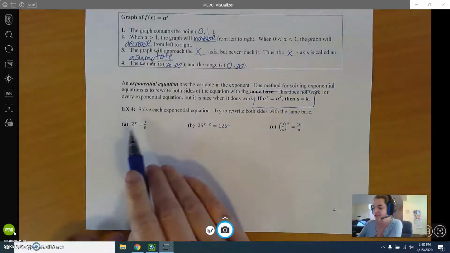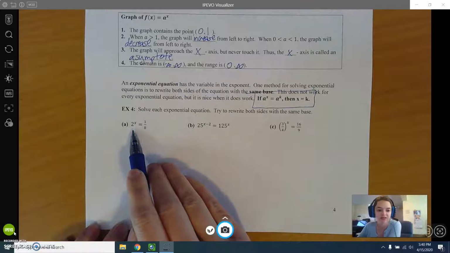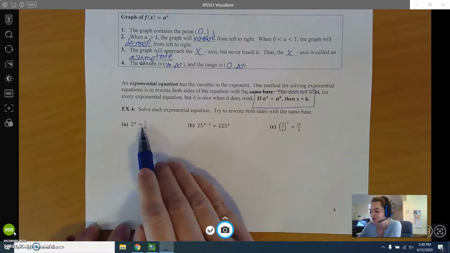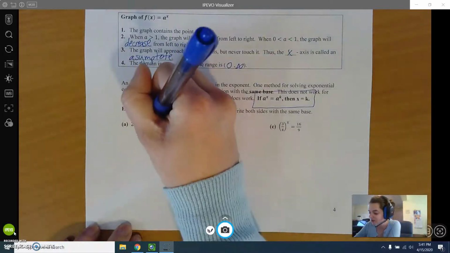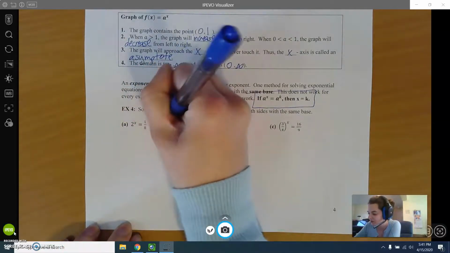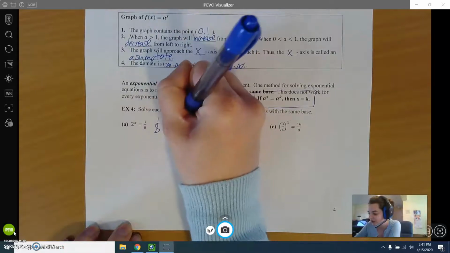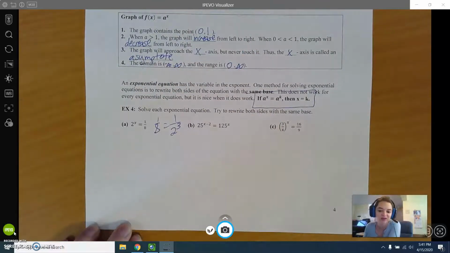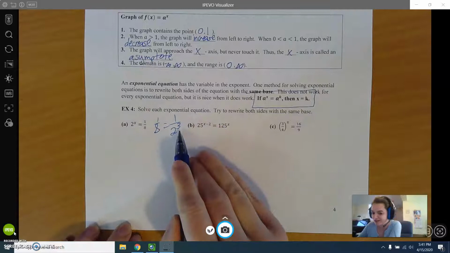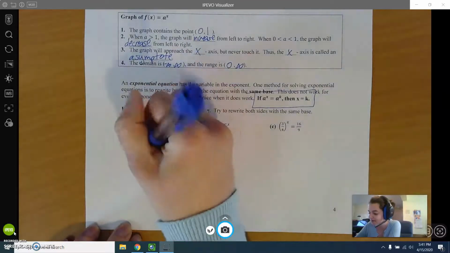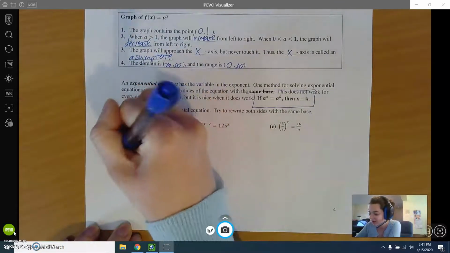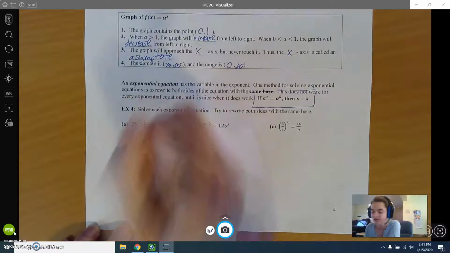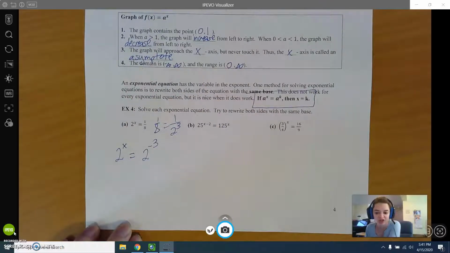So the first example I have is 2 to the x equals 1/8. So I know that 8 is a power of 2. So I know that 1/8 equals 1 over 2 to the third, right? And if we have something in the denominator, that would have a negative exponent. So I can rewrite 1/8 as 2 to the negative third. So now I have 2 to the x equals 2 to the negative third.